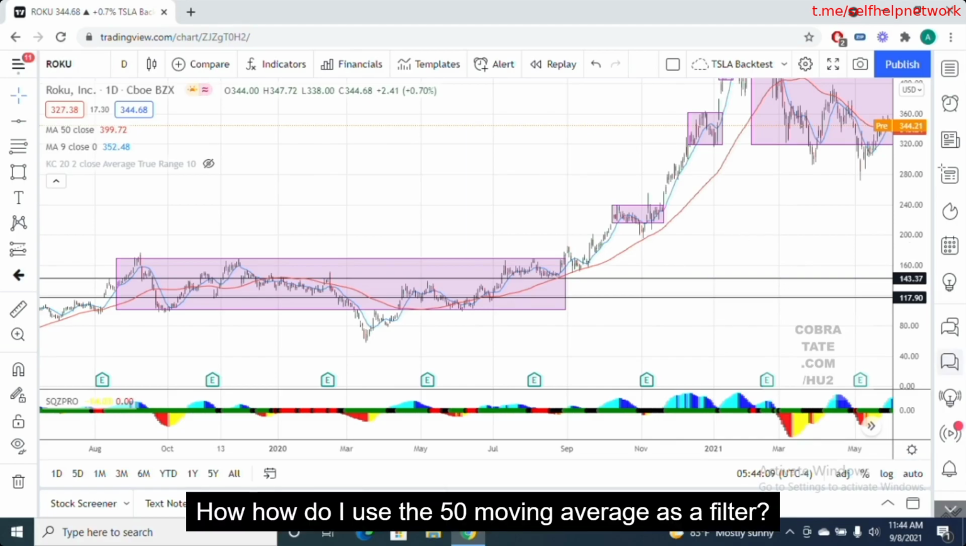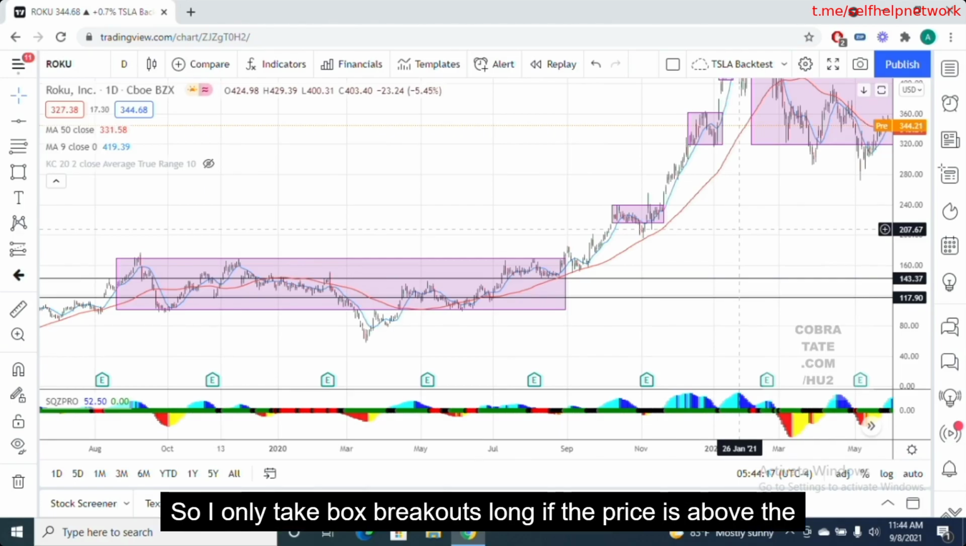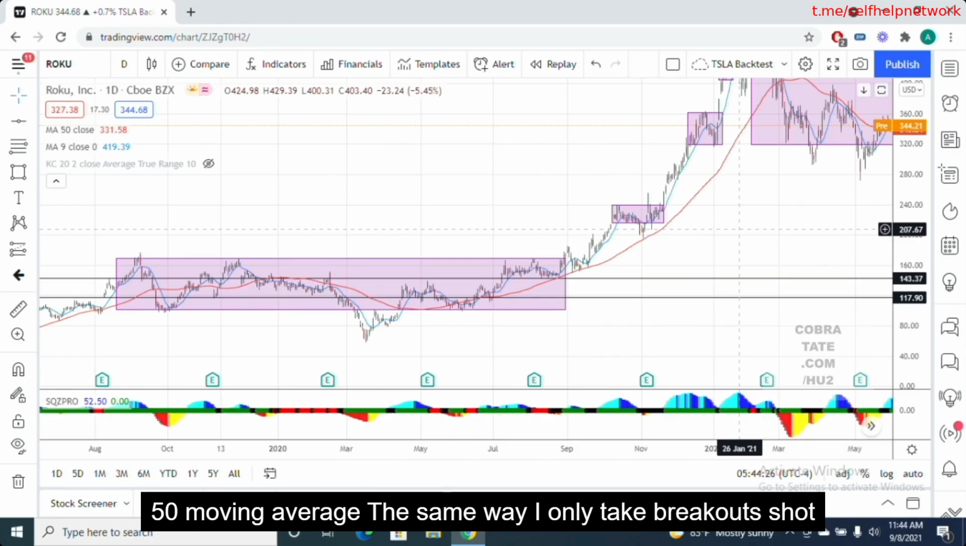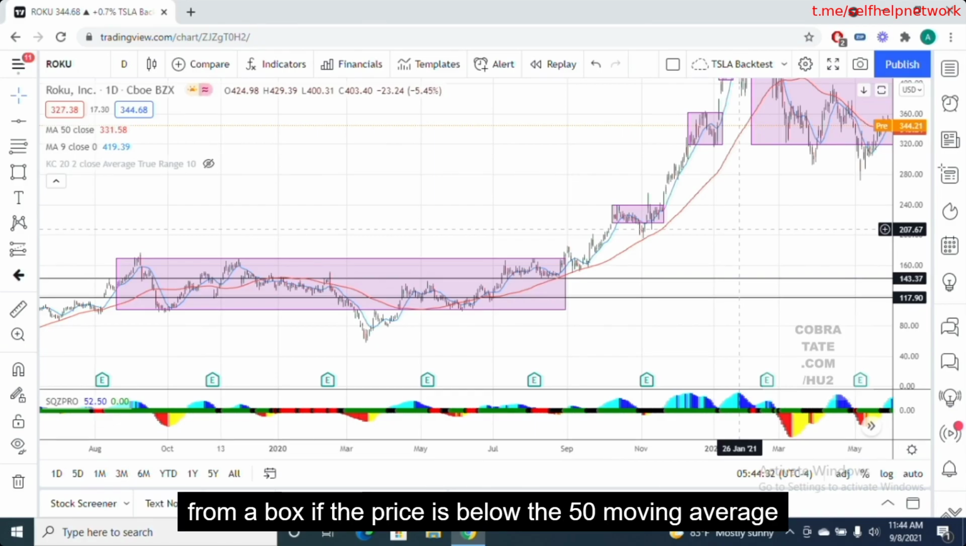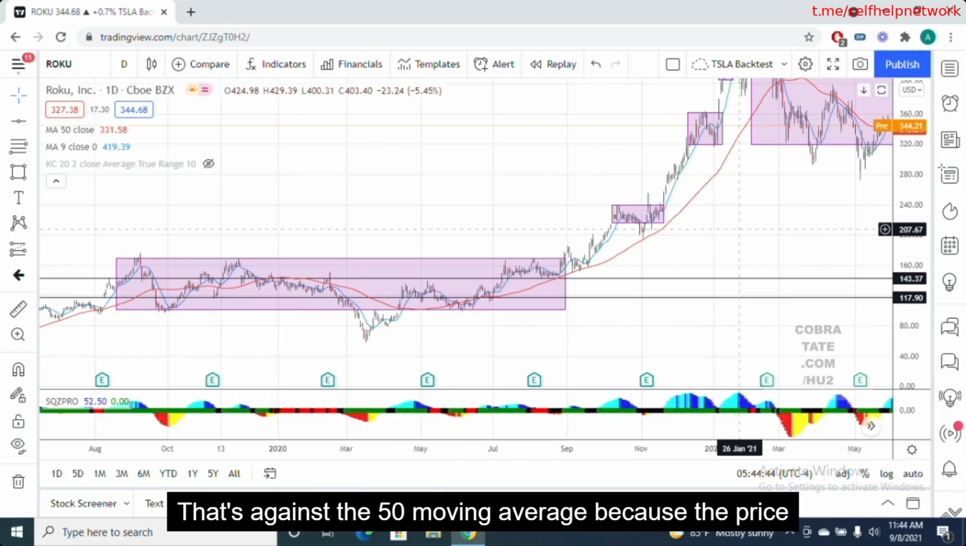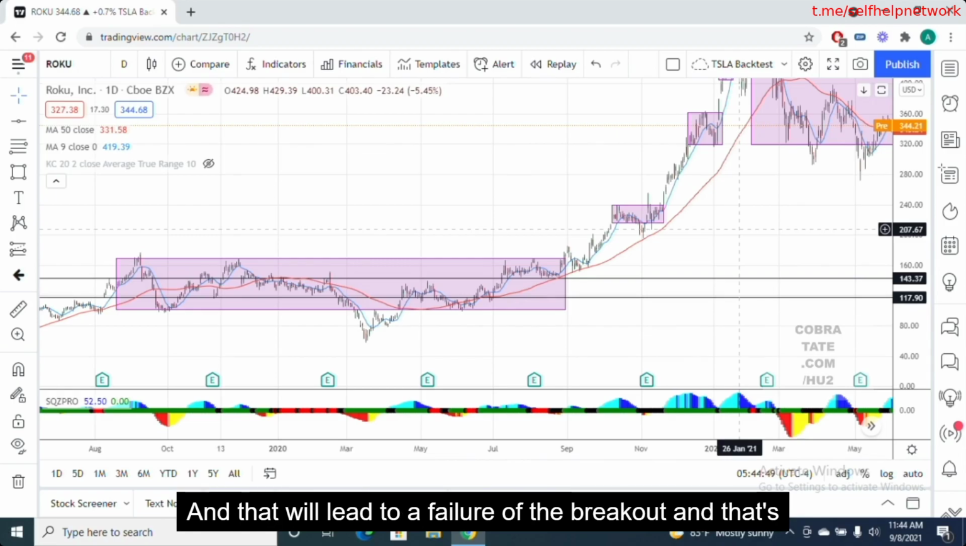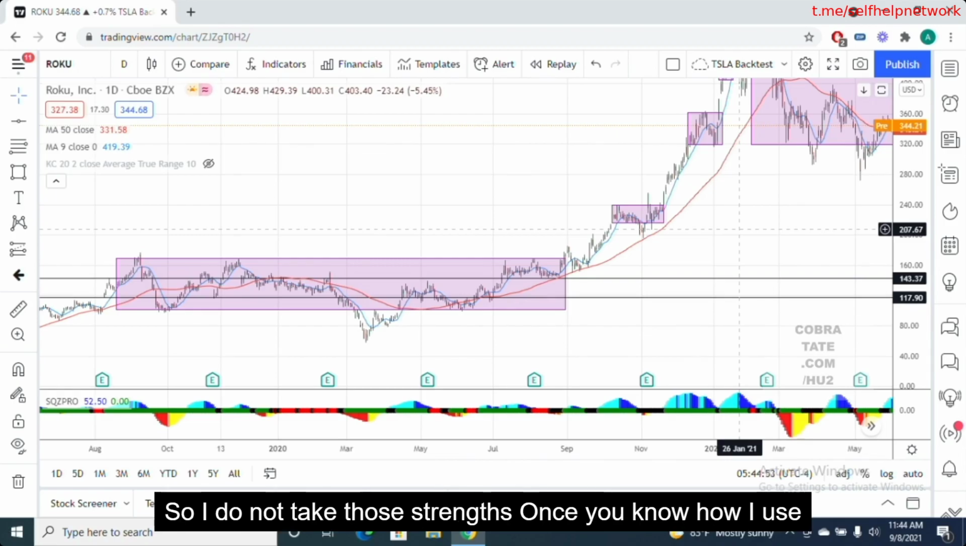How do I use the 50 moving average as a filter? It's my medium-term momentum filter, so I only take box breakouts long if the price is above the 50 moving average. The same way, I only take breakouts short from a box if the price is below the 50 moving average, because it describes the medium-term momentum. So we don't want to take a breakout that's against the 50 moving average, because the price might face some resistance when it touches it, and that will lead to a failure of the breakout, and that's a very high likelihood, so I do not take those trades.